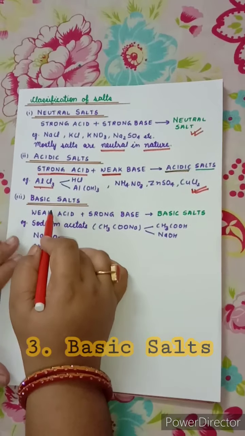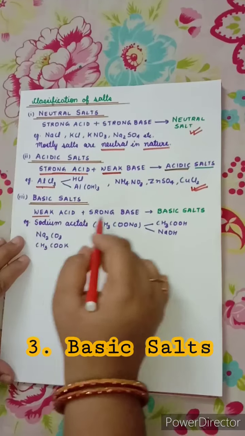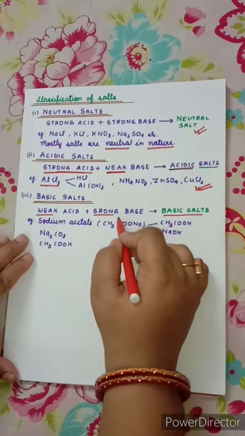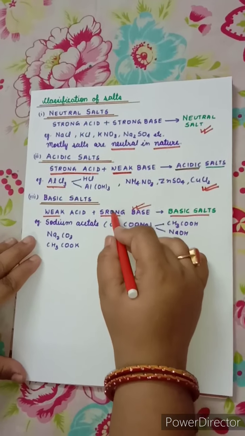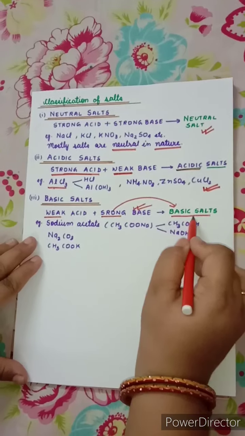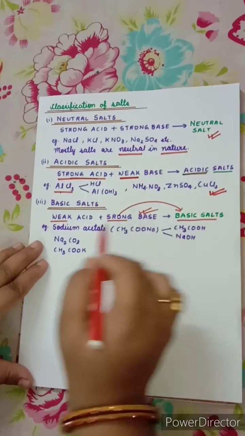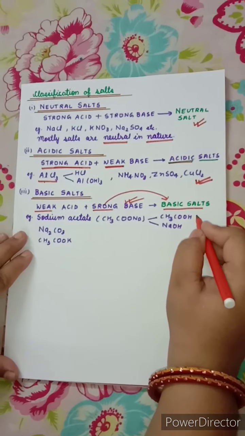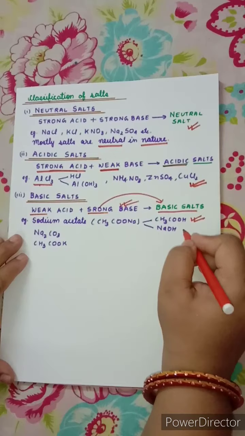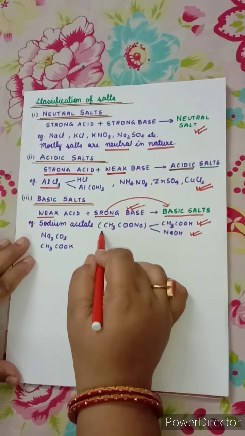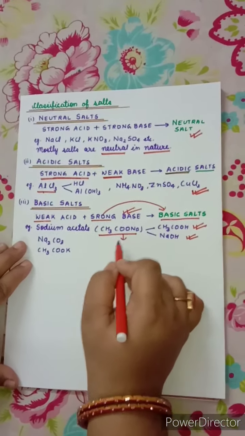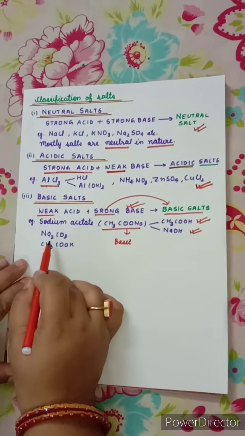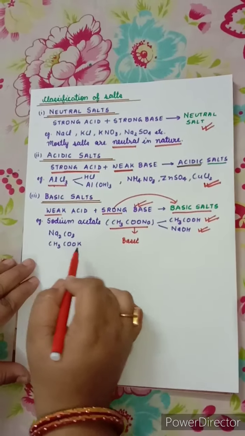Likewise, let us discuss basic salt. When a weak acid reacts with a strong base, then the salt formed is of basic nature because here the base is stronger. So the quality of the base will be reflected in its salt, and the salt will be of basic nature. For example, sodium acetate. Sodium acetate is formed by the reaction between acetic acid and sodium hydroxide, and the resultant is sodium acetate. This is a basic salt. Okay, students? Other examples of basic salts are Na2CO3, CH3COOK.